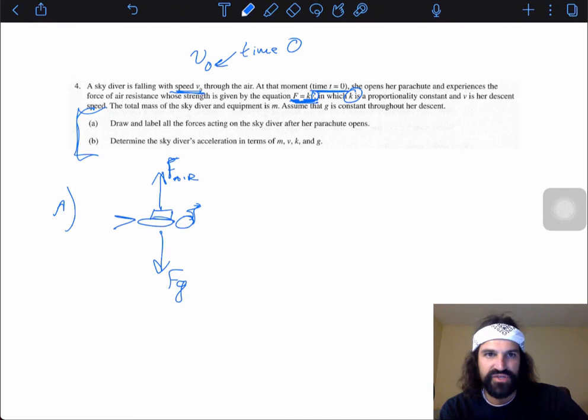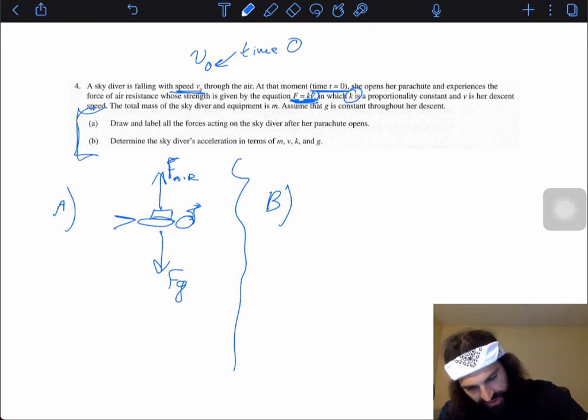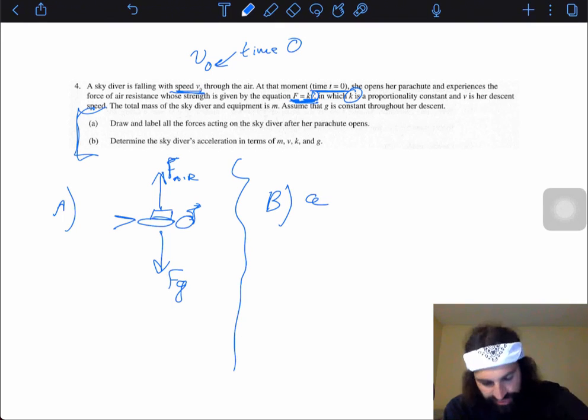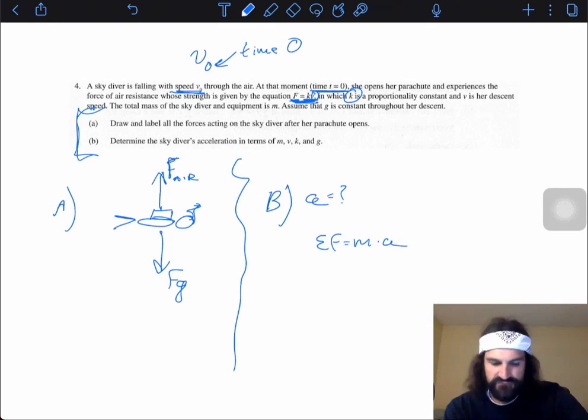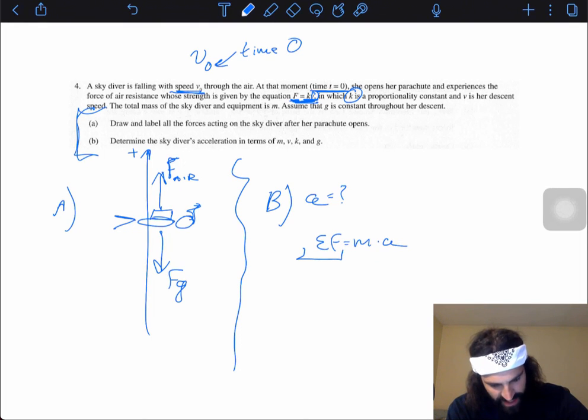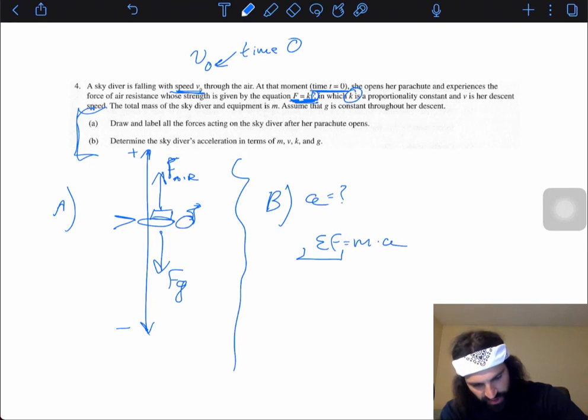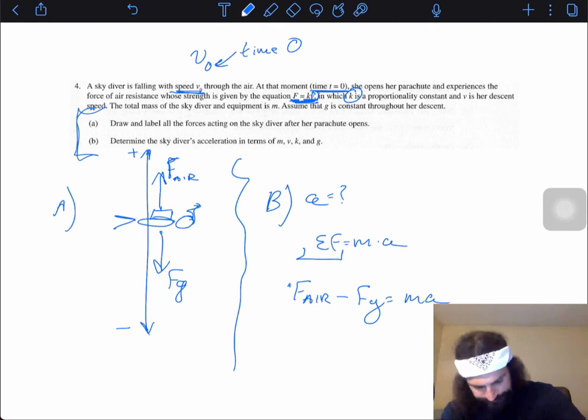Determine the skydiver's acceleration in terms of m, v, k, and g. So part B, we're trying to find acceleration. Well, that's step 3 in our 3-step process: net force equation. Net force is mass times acceleration, and net force is the sum of all forces. I'm going to choose up as positive and down as negative, just because math does it that way too. So we have the air resistance up, and we have the force of gravity down, equal to ma.